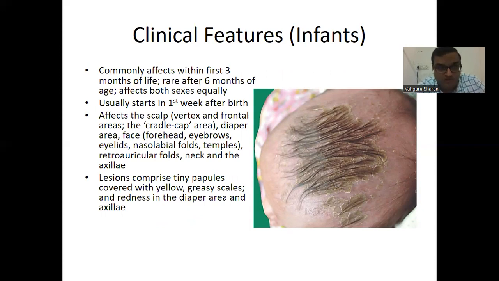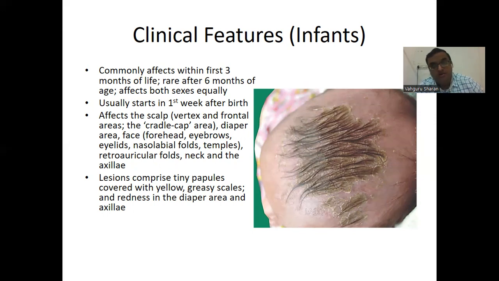Usually, it starts after the first week of birth. It affects the vertex and frontal areas, like the skull caps you see people wearing. So the vertex and frontal areas, where it's called the cradle cap area, diaper area, face, forehead, eyebrows, eyelids, nasolabial folds, and temples, retroauricular folds, neck, and axillae can be involved in childhood or infantile seborrheic dermatitis.